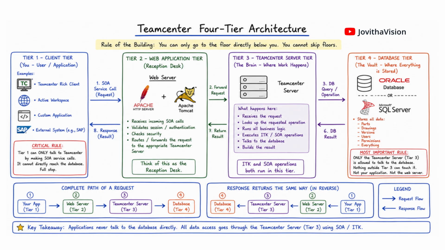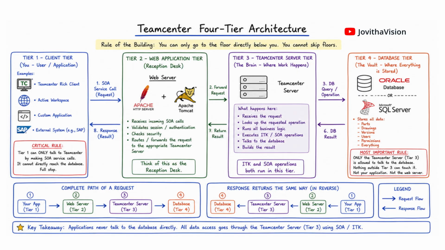Now let's understand how Teamcenter is physically set up. This is called the four-tier architecture. The word tier means a layer. Think of it like floors in a building. Each floor has a specific job and you can only go from one floor to the one directly below it. You cannot skip the floors. Let me walk you through all four floors from top to bottom.